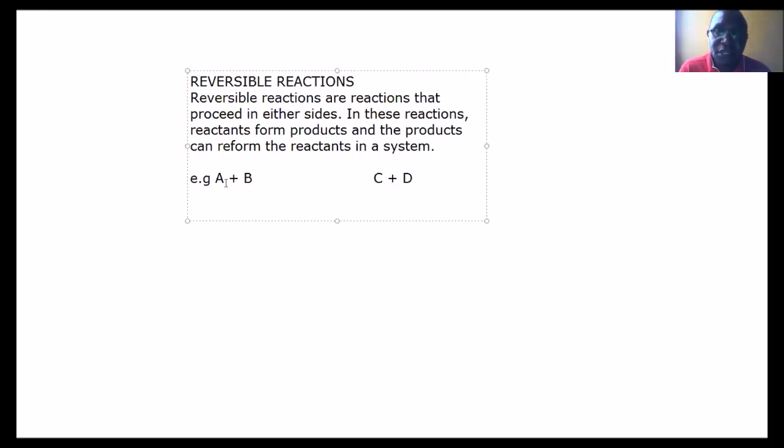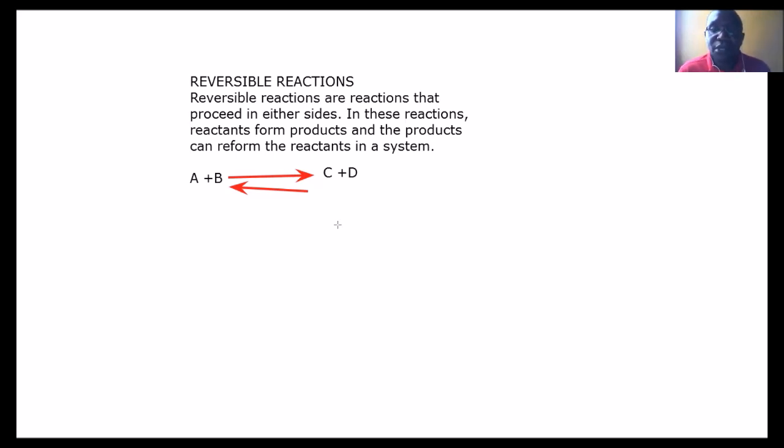We have a very good example here. A reacting with B to give us C and D. If you look at that case, there are two arrows pointing in opposite directions. When two arrows are used pointing in opposite directions in chemical reactions, they depict a reversible reaction.